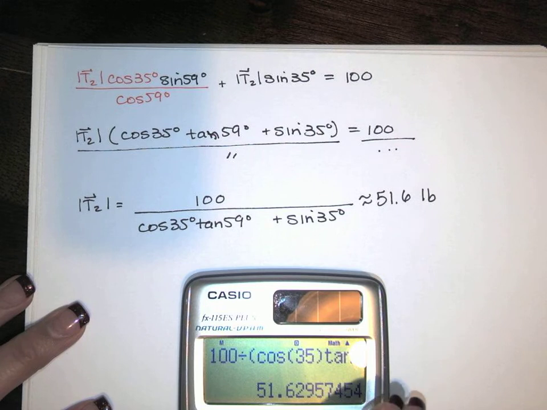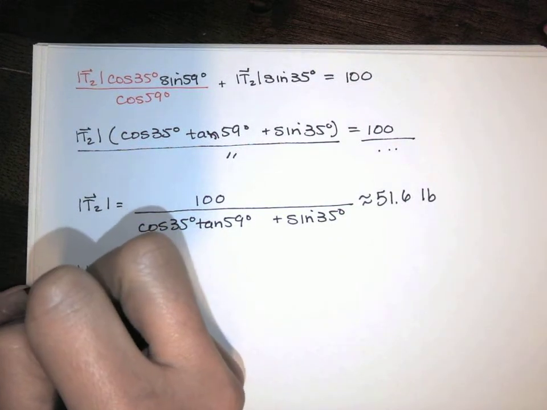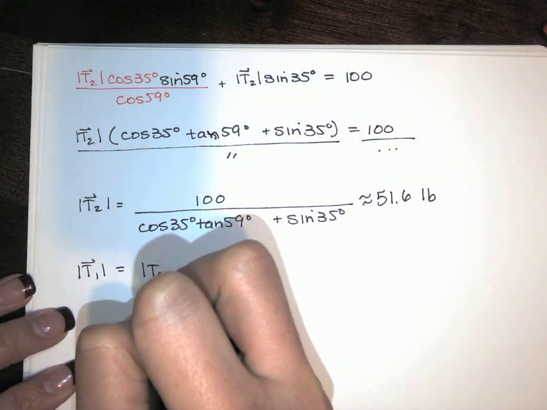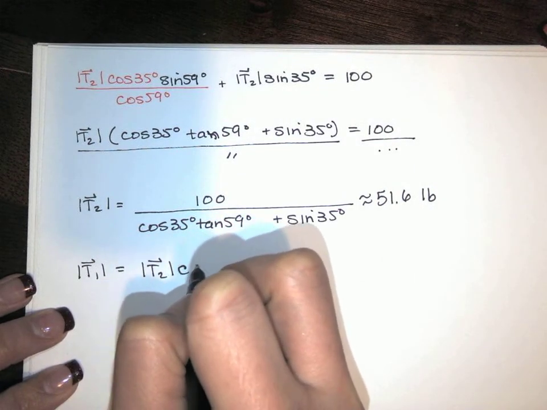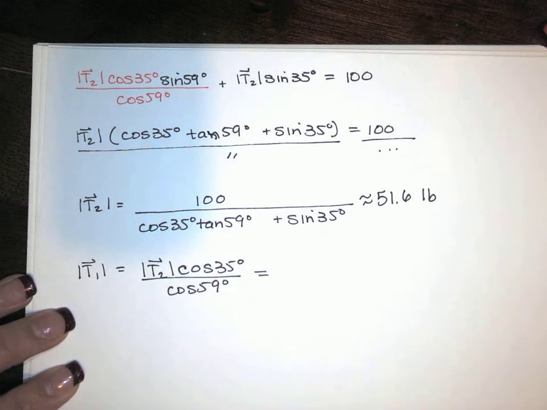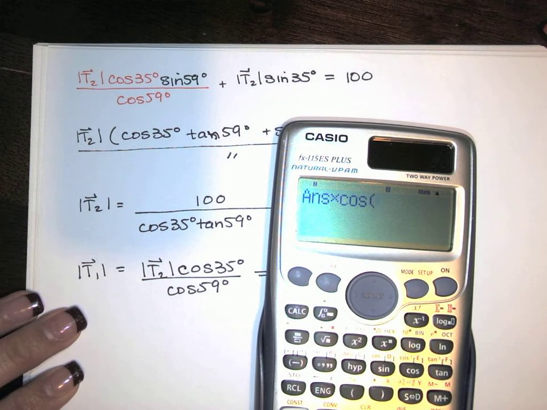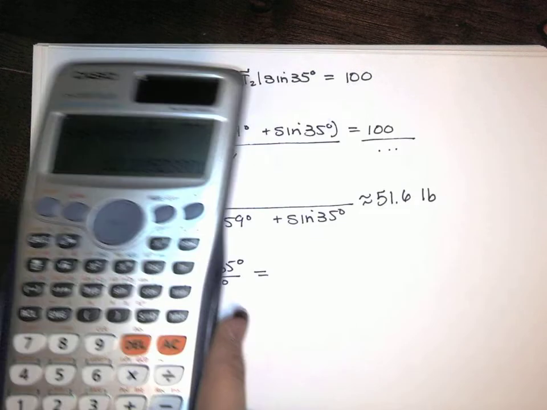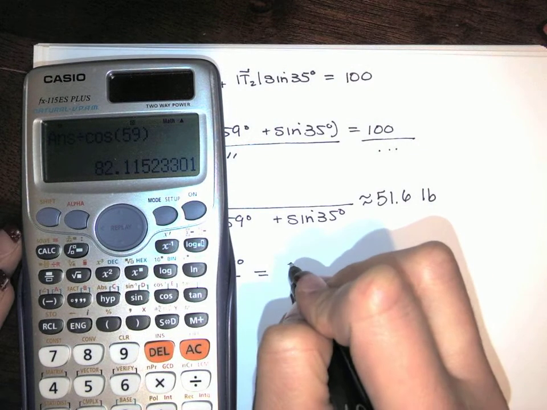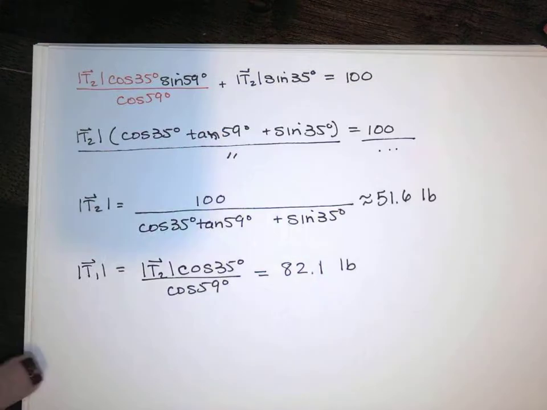Now that I know T2, I can use the fact that T1 equals this to find T1. So T1 was the magnitude of T2 times cosine of 35 divided by cosine of 59. I've got that in my calculator already, so I'm going to multiply by cosine of 35, and then divide by cosine of 59, and I get 82.1 approximately pounds. Gosh, I hope that works out.